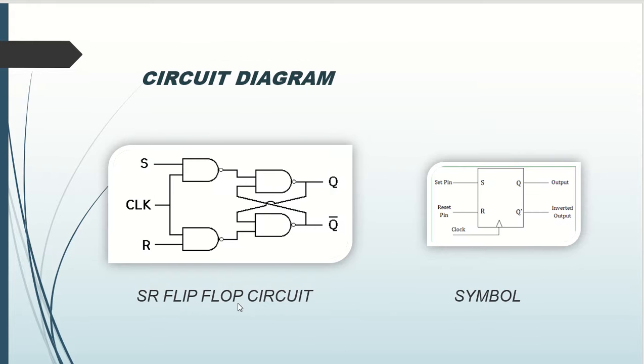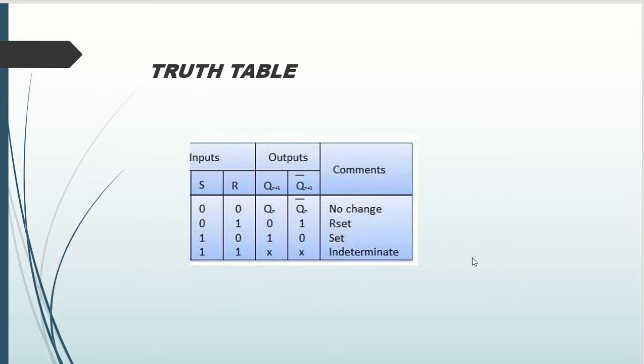Circuit diagram for SR flip-flop is here. We can construct it using NAND gates. Symbol for SR flip-flop is here. Truth table for SR flip-flop: 00 means there is no change in previous state. 01 means reset to 0. 10 means set to 1. 11 means invalid or indeterminate.